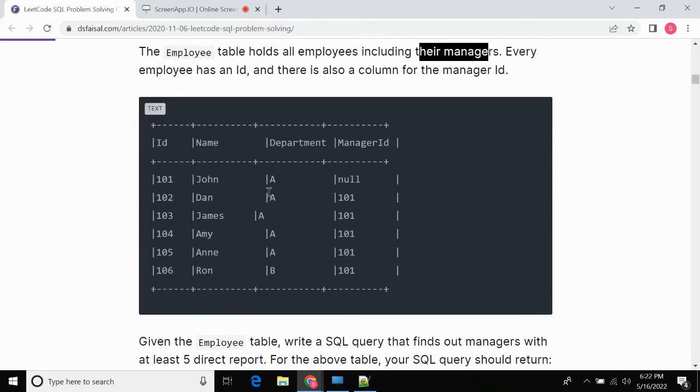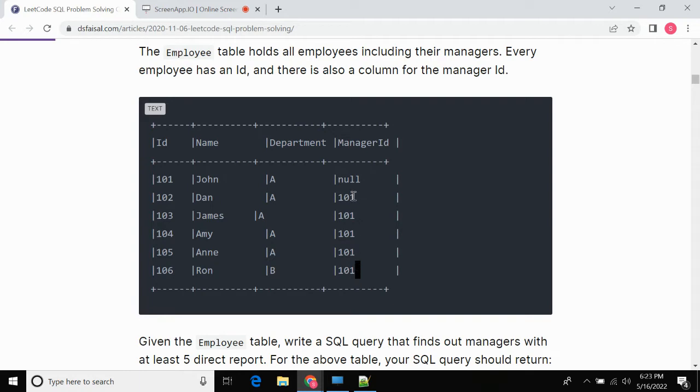So just look at this sample record. If you see there are five columns, right? ID, name, department, and manager ID. Since it contains both employee information as well as manager information, if you just look at the data, we have a single manager 101, five times, right? So Dan is reporting to him, James is reporting to him, and there are other three members who are reporting to this particular manager, right?